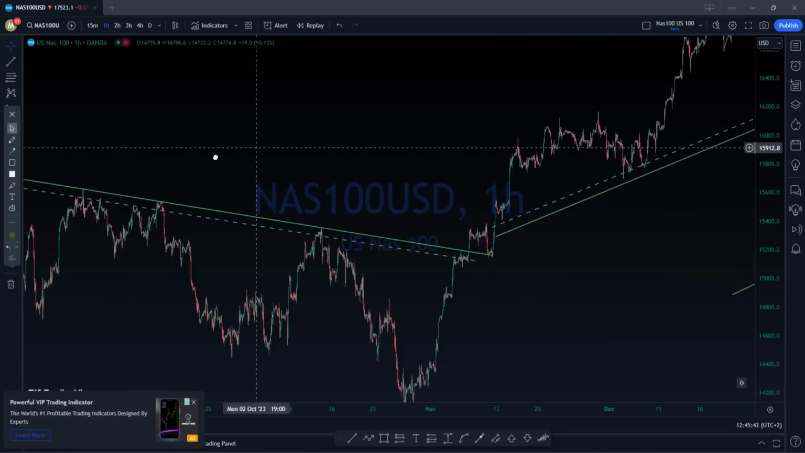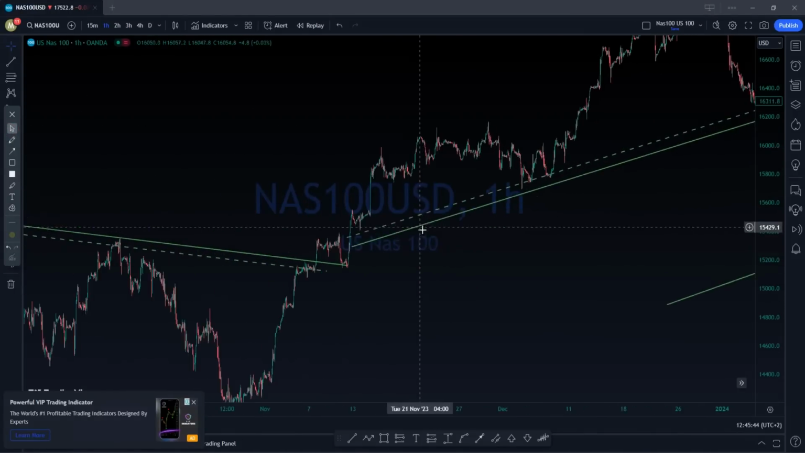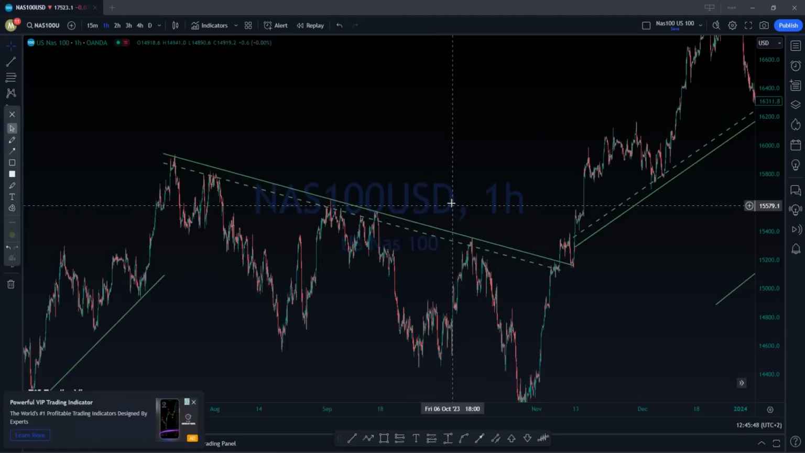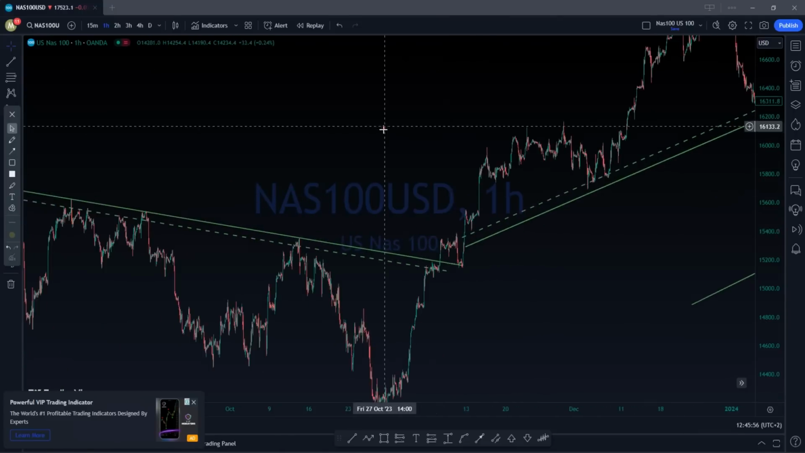So we're not going to enter exactly on the resistance or exactly on a support, but we wait for the market to show us that, okay, it's moving in this direction. That's why we continue with this buy or this sell.